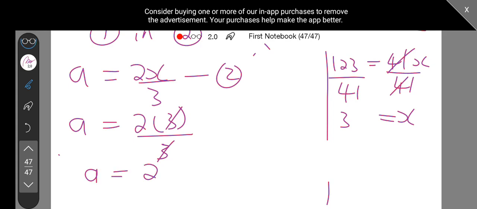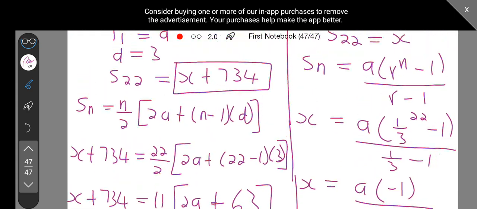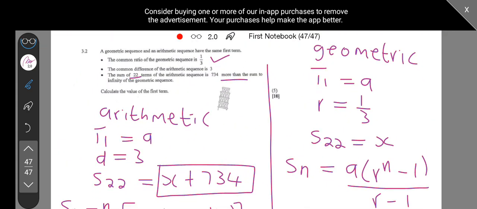So remember that a is the first term, and the question said, calculate the value of the first term. Oh, that is a lot of work. There it is. So we have calculated it, and our a is equal to 2. I hope you understand this. Make sure you are comfortable with the idea of solving word problems.